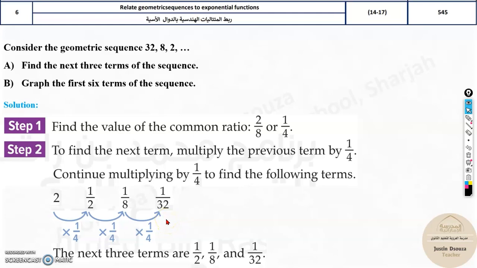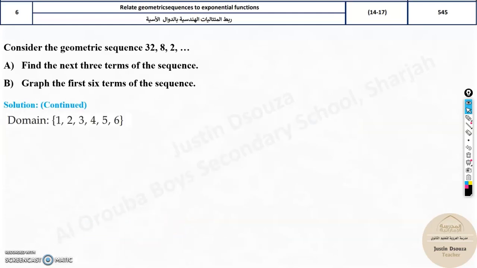It's not over, you need to graph them. When you graph them, the domain is always 1, 2, 3. It starts from 1 and it goes on until how many terms you're graphing. So here you have this domain. Because we have 6 terms to graph, 1, 2, 3, 4, 5, 6. Domain is always 1, 2, 3, 4, 5, 6. And over here, the range is these values.